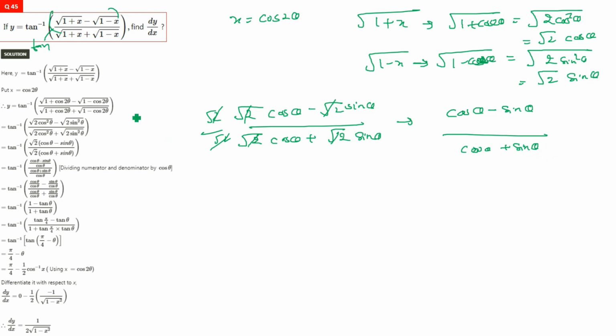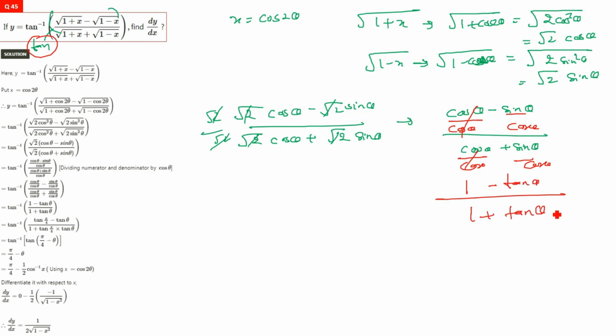But still we need tan, so we haven't yet reached the solution. We need to do certain things so that we get tan. In order to do that, we'll divide the numerator and denominator by cos theta, all the terms. So this becomes 1, and this also 1. 1 minus sine by cos is tan, so 1 minus tan theta, and this will be 1 plus tan theta.